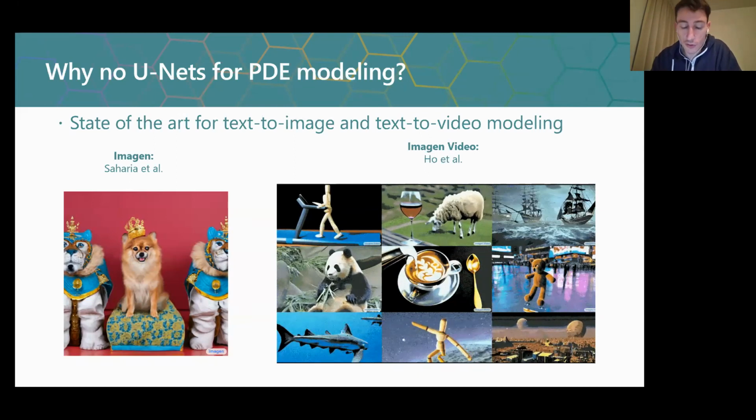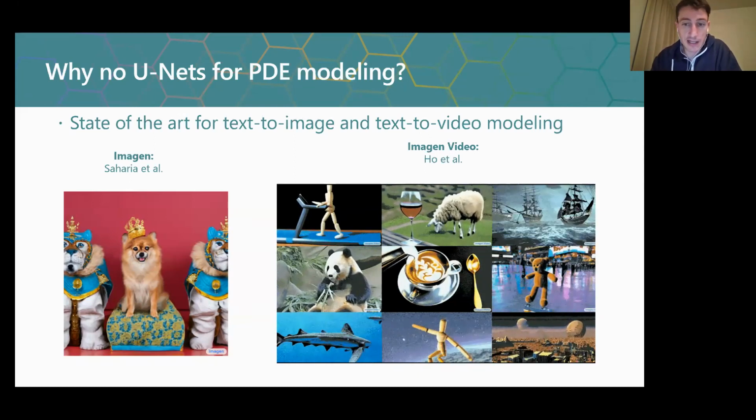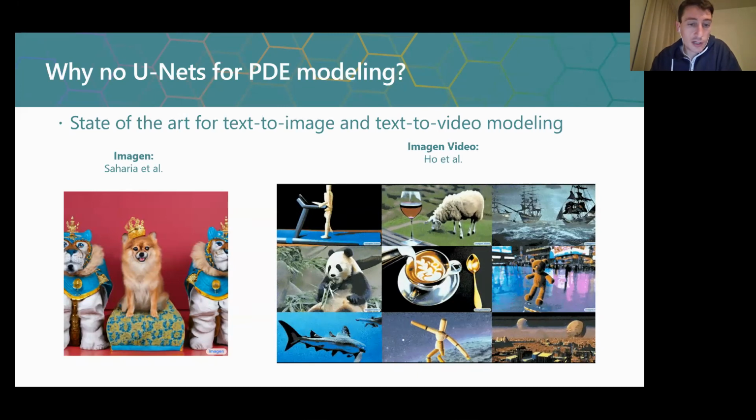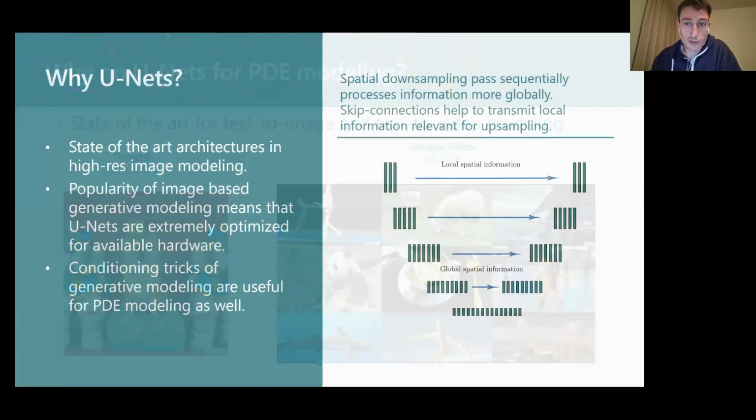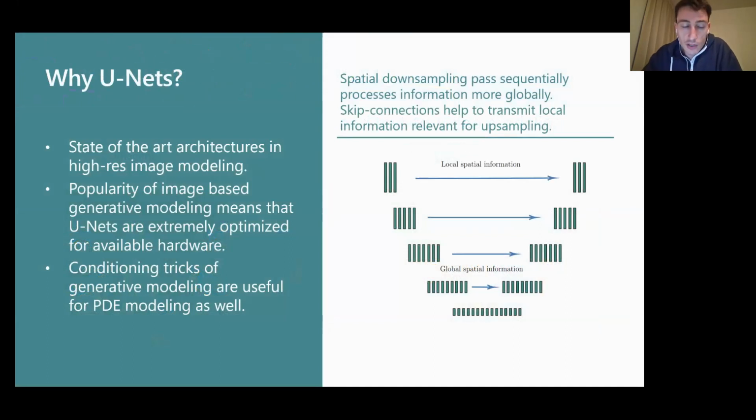Of course, people use UNets, but not extensively. Most of these modern UNets are not so heavily used. So we looked a bit into UNets, and UNets have been around since 2015. They are one of the most impressive deep neural architecture breakthroughs, in my opinion. What they are basically doing is they have this spatial downsampling and spatial upsampling paths.